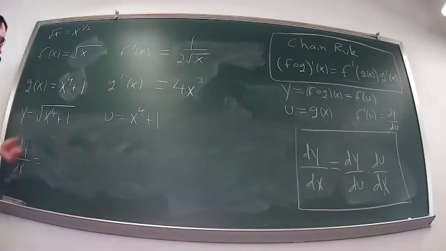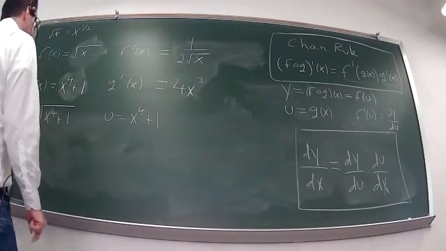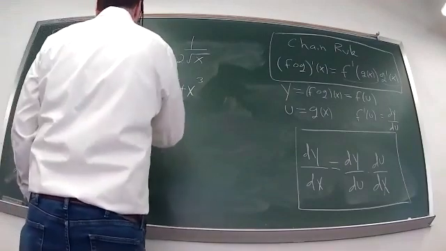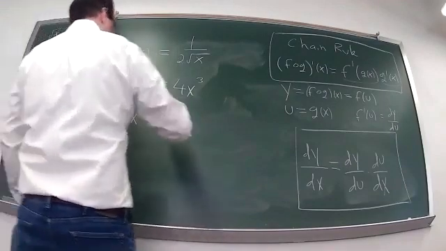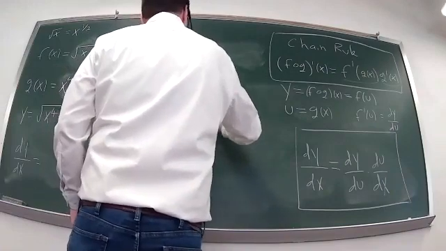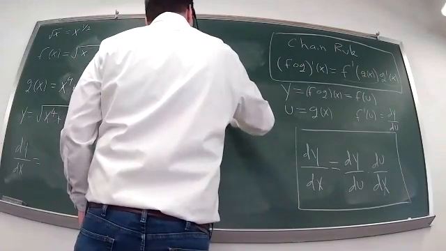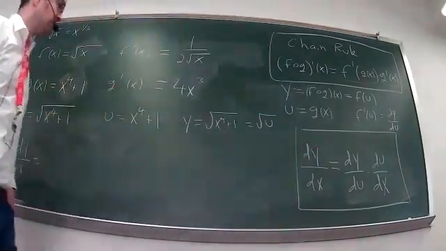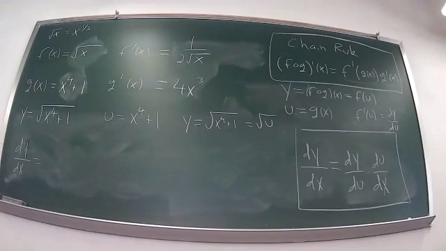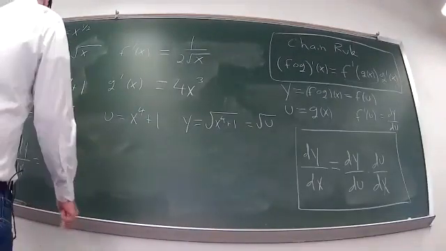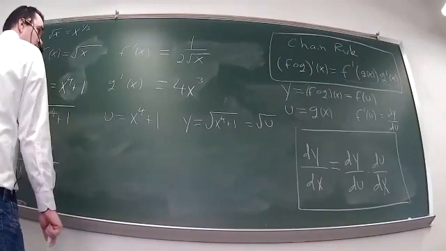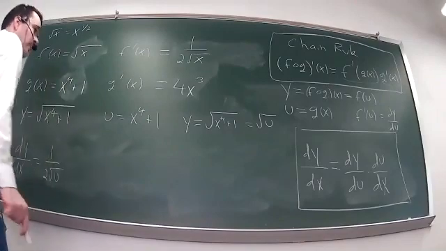dy/dx, that's the derivative of this with respect to x. So let's take dy/du as a function of u. I'll go ahead and write it again. So y is equal to the square root of x to the fourth plus 1. y is equal to the square root of u, just with that substitution, right? So dy/du is just equal to 1 over 2 times the square root of u.